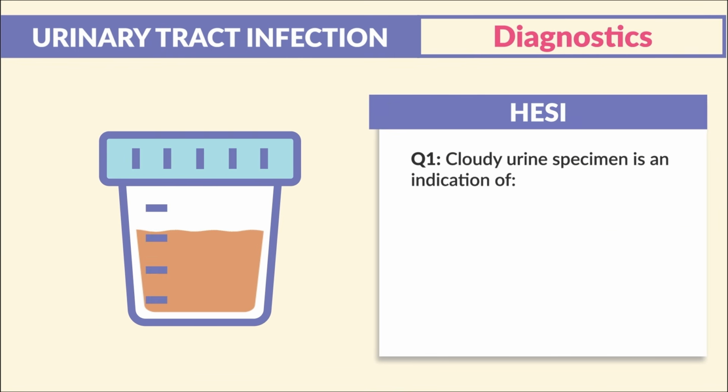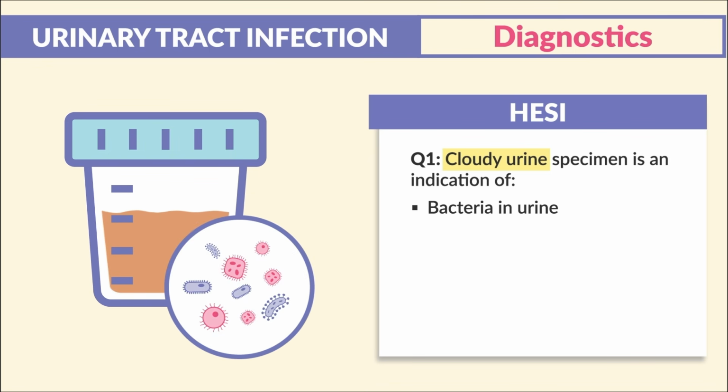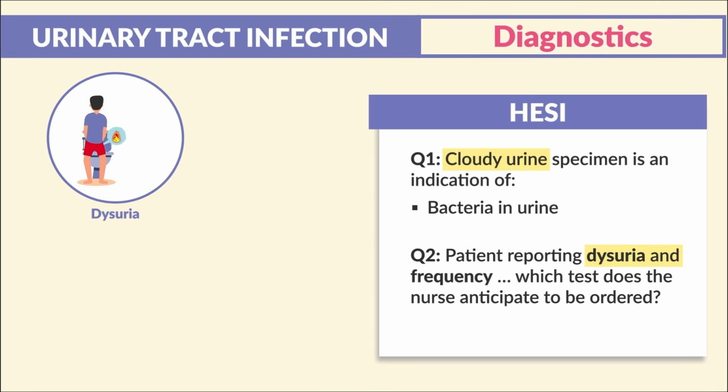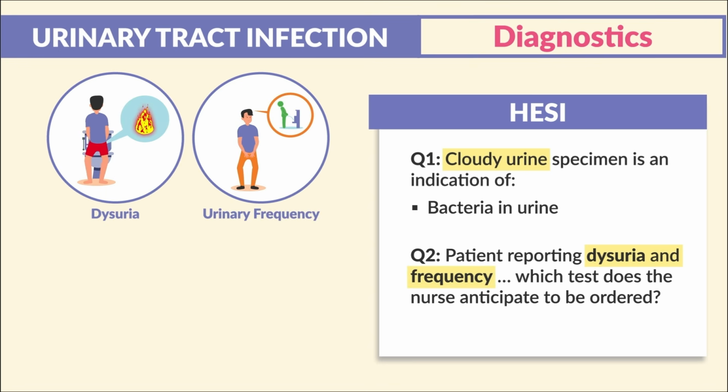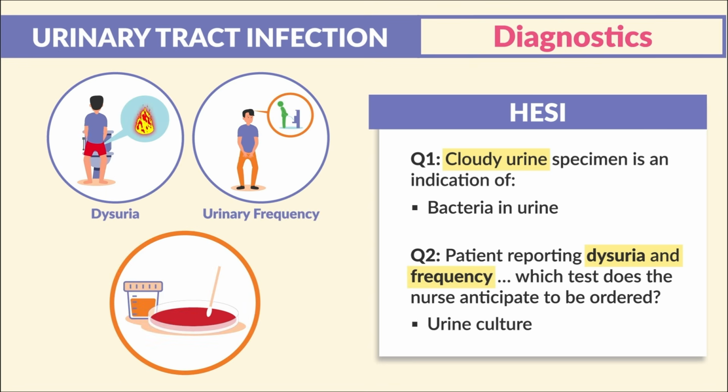So HESI mentions a question about cloudy urine specimen is indication of bacteria in the urine. And a patient reporting dysuria and frequency, which test does the nurse anticipate to be ordered? The answer was urine culture.